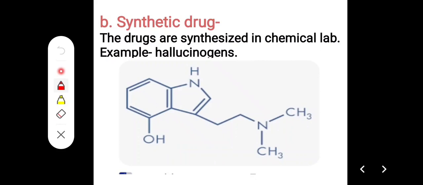Next one, the synthetic drug, the drugs which are synthesized in a chemical lab. That is, we have to use a chemical laboratory. For example, hallucinogens.